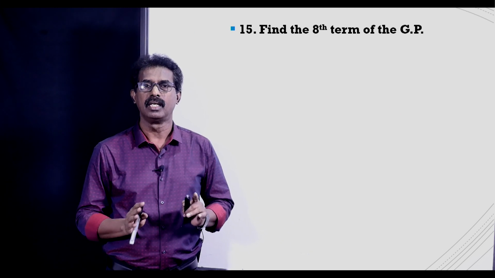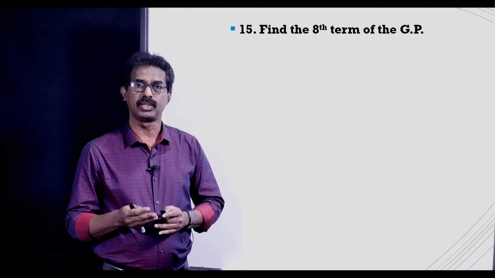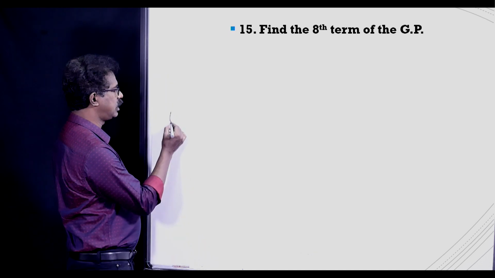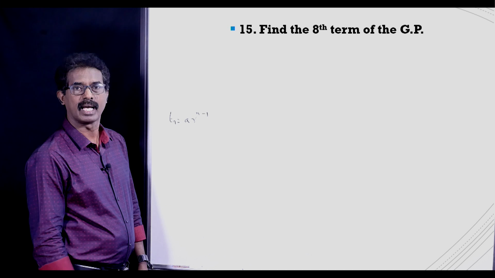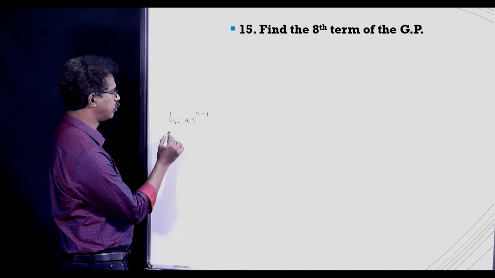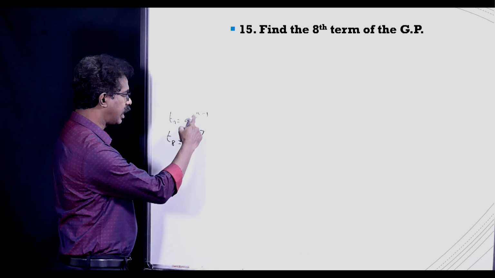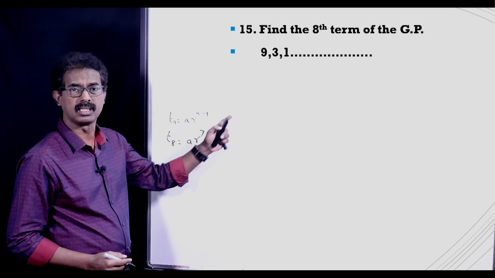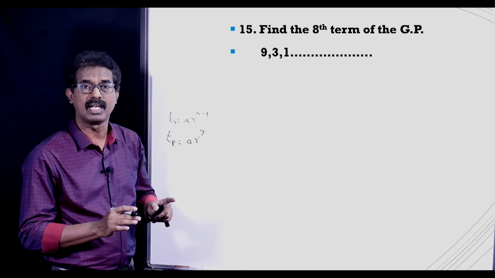For a GP, we keep on multiplying, right? First term is a, common ratio is T2 by T1. The nth term formula is Tn equal to a r raised to n minus 1. What they asked here? 8th term. So T8 is equal to a r raised to 7, that is 8 minus 1, right? Here a series is given: 9, 3, 1. Just identify the a value and the r value.